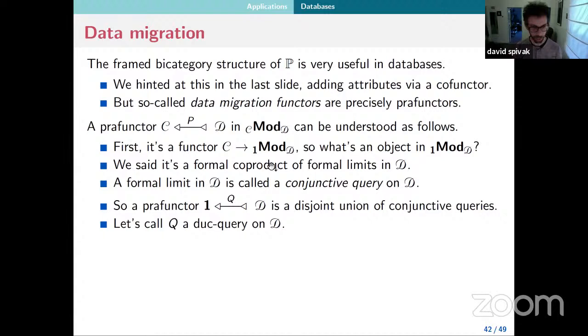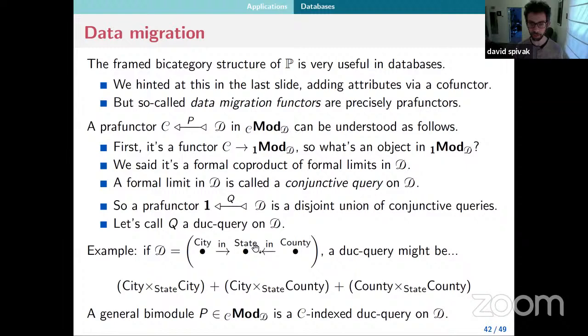What's an example? If D is this category, city maps to state and county maps to state, a duck query might be something like: give me all pairs of cities in the same state, plus all cities and counties in the same state, plus all pairs of counties in the same state. That's a disjoint union of conjunctive queries. And a C-D bimodule migrates data from D to C by taking all the data you have in a D-set and composing with P to get a C-set. What it'll do is, for every object in C, it'll take a duck query on D.